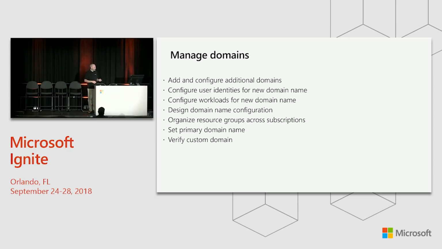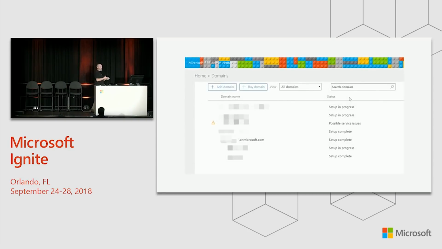So I've got a few screenshots here to give you some ideas. I've got here several domains. I've blanked them out because these are my own. I've got an onmicrosoft.com domain name, but I've got a bunch of others. So there's various different statuses for these. Some of these are set up complete. Some of these are set up in progress. I need to do other things here on some of those domain names to make them fully work and to be fully integrated with Office 365.